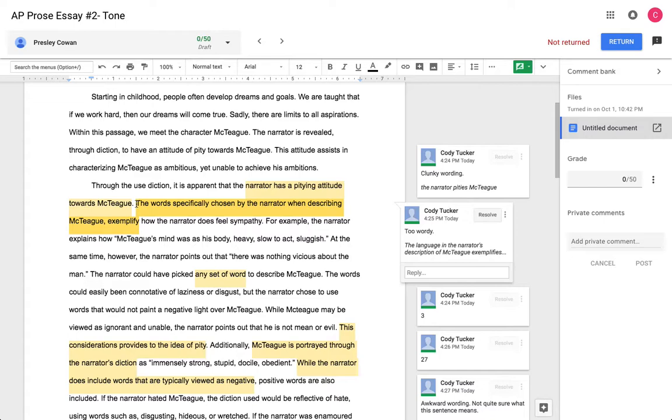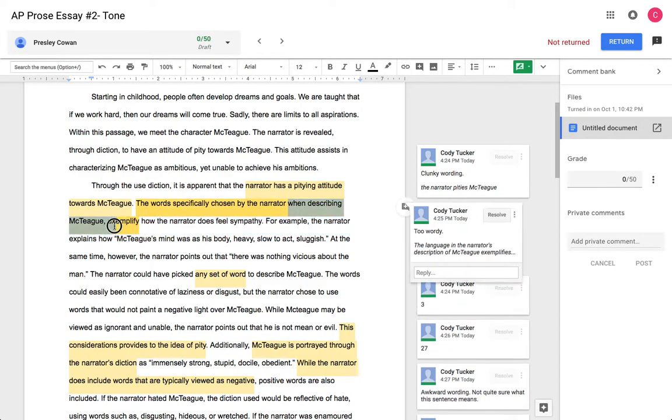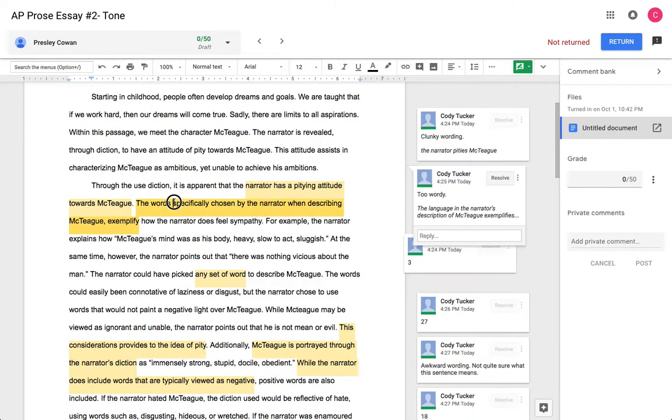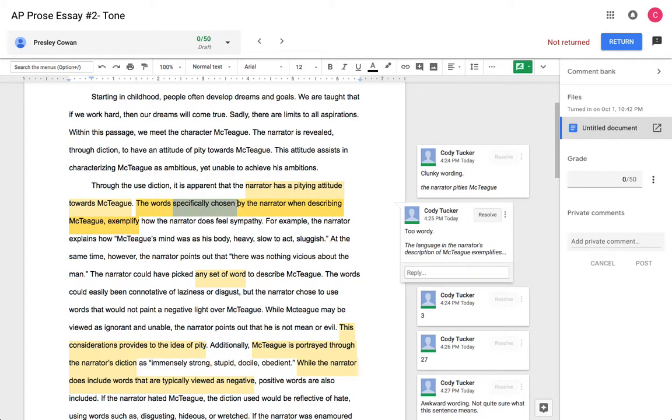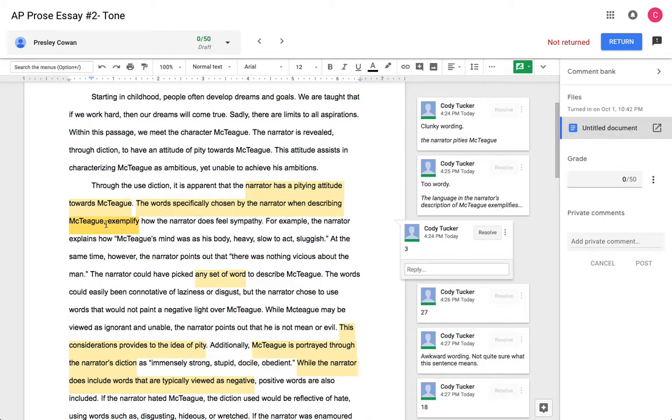It's not that you can't ever put a prepositional phrase in between your subject and your verb, but you've got a few here, right? The words specifically chosen by the narrator when describing McTeague. So we've got two there, and we've got this clause attached here, "specifically chosen." I'm not sure what to classify that as, but there's too much going on, and you've got this clunkiness at the beginning of your sentence, and that's why you put this comma in here, because you feel like you have to get these things out at the beginning, and they actually get in the way of expressing yourself clearly.